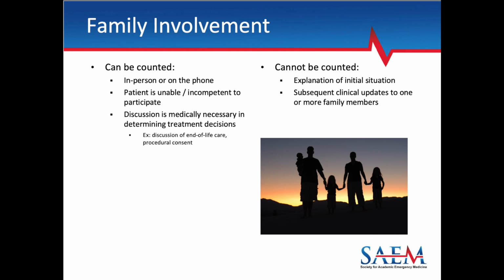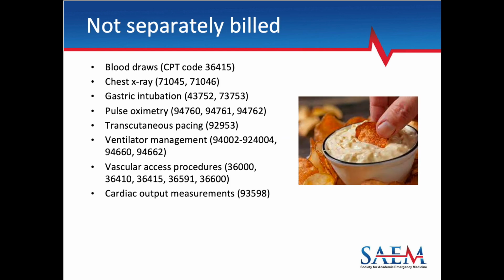Oftentimes it counts when the patient is unable to participate for whatever reason. In this situation, families are needed to help understand the treatment plans, goals of care, code status, procedural consent, etc. Things don't necessarily count if they are an explanation of the situation, either initially or to repeat or later arriving family members. Other things that don't count are ongoing care updates that inform the patient's family of the patient's condition.